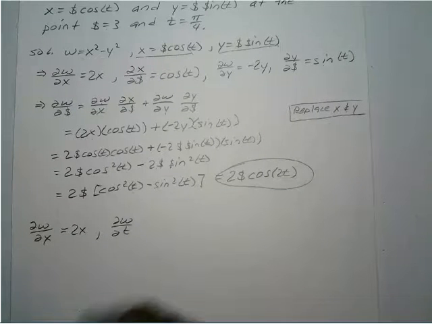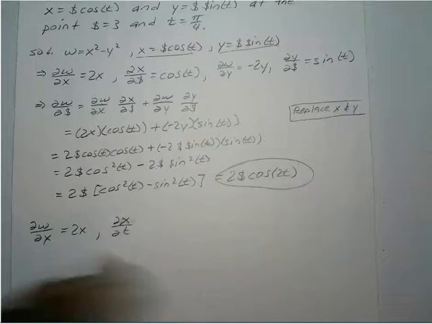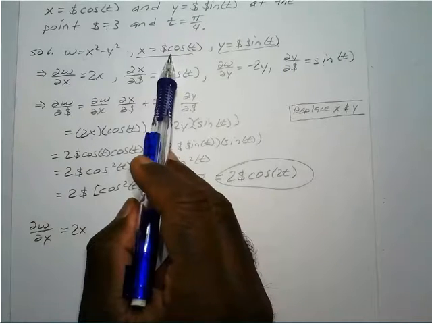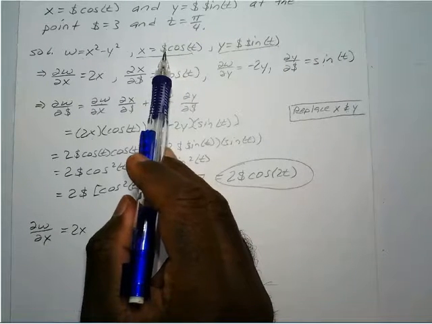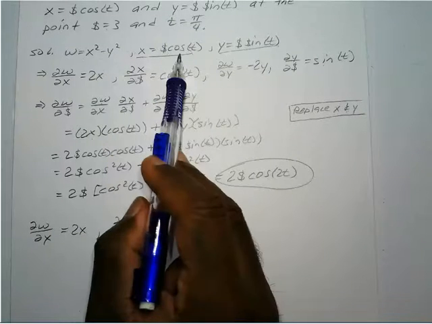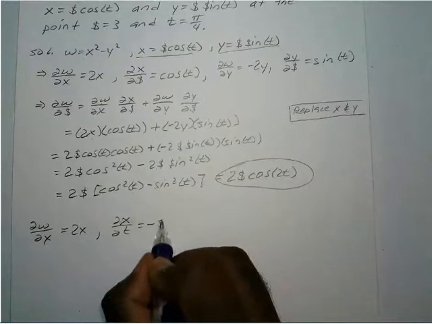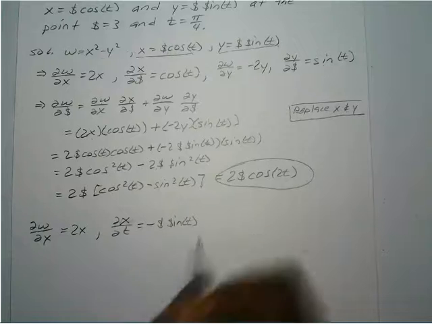I mean, partial of x with respect to t. Sorry about that. There we go. Okay, now our x is s cosine of t. If we pull that s out to the front, because that's considered a constant, the derivative of cosine of t is negative sine of t. So that's going to equal negative s sine of t.